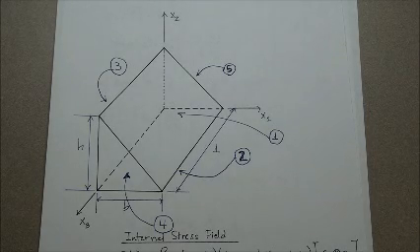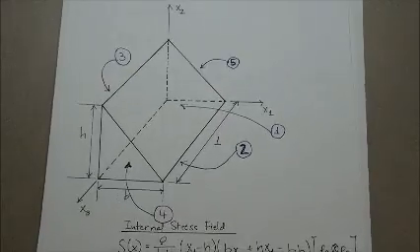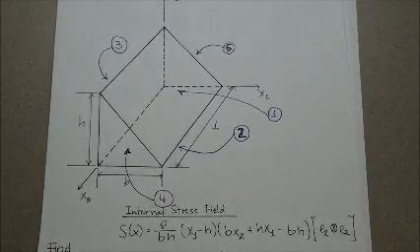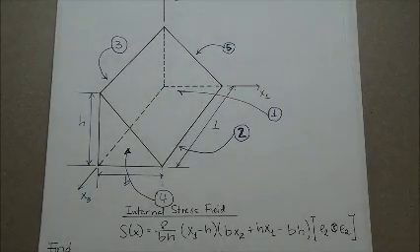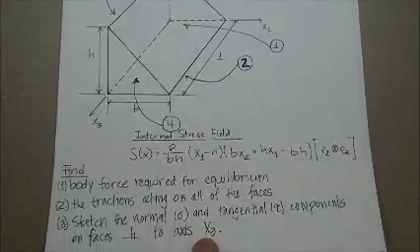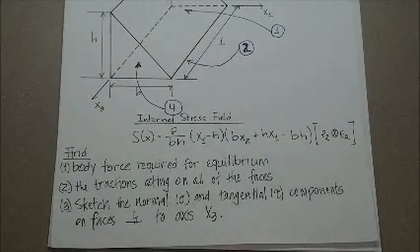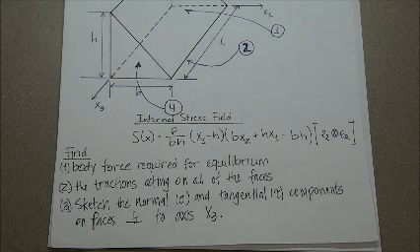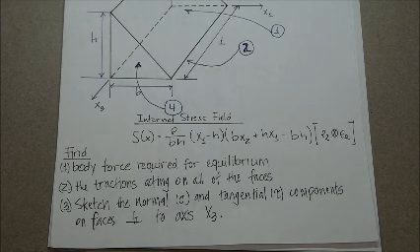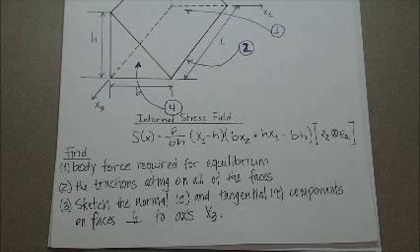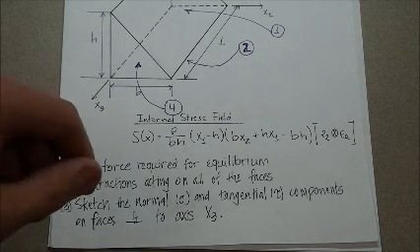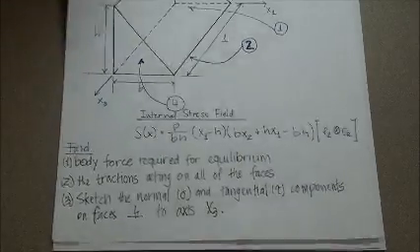This problem describes a triangular prism and gives you an internal stress field by this equation on the bottom of your screen. We're going to go through the problem, and it asks us to find three things. The first is a body force required for equilibrium. The second is the tractions along all of the faces. And the third asks us to sketch the normal and tangential components on faces perpendicular to axis x3.